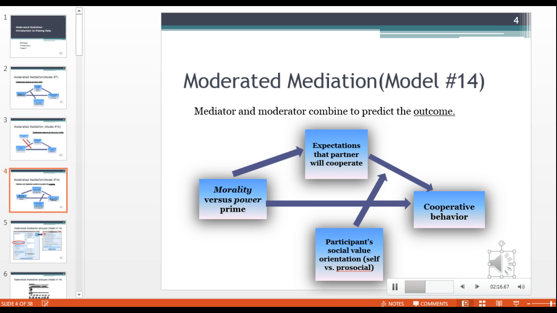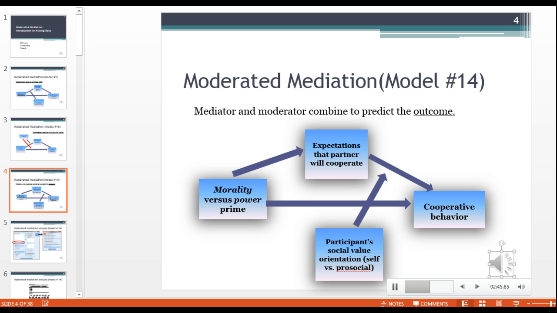that a partner that they would perform a task with later would either compete against them or cooperate with them in that task. They found that the morality prime participants overwhelmingly believed that their partner would cooperate with them. However, the participants primed with power, in that condition, overwhelmingly believed that their partner would compete with them. Okay, so that was the mediator.